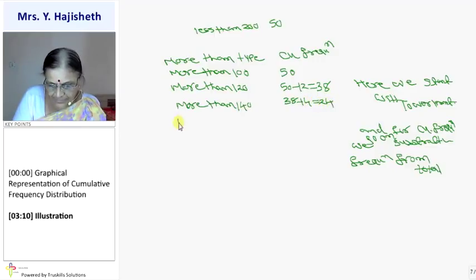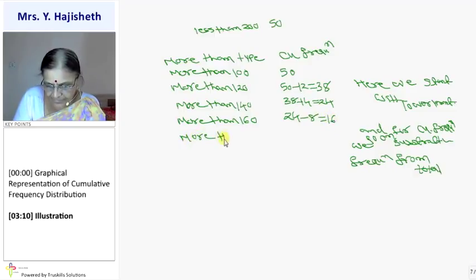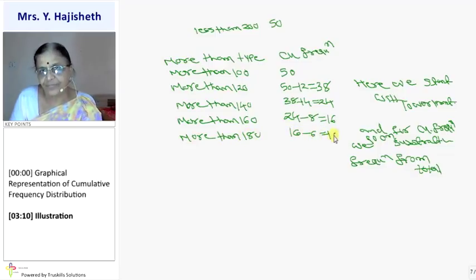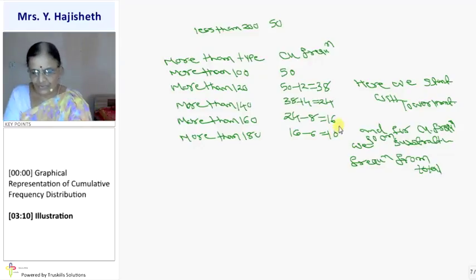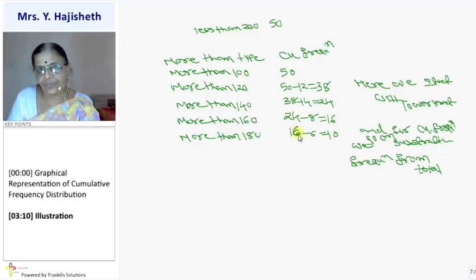Then more than 160 तो 24 में से 8 माइनस कर दो क्या आएगा 16. और लास्ट में more than 180 तो क्या आएगा 16 माइनस 6 सो 10. This is your more than type distribution.